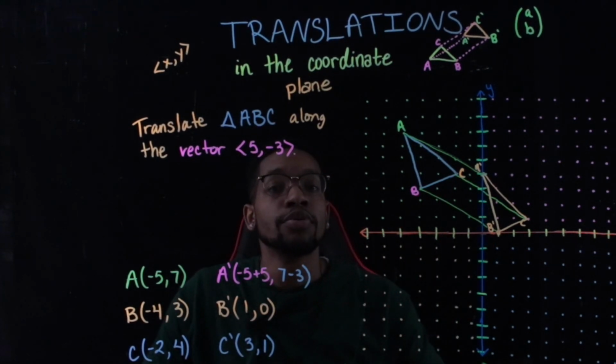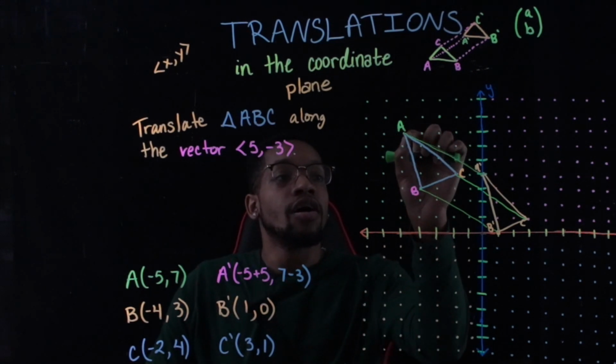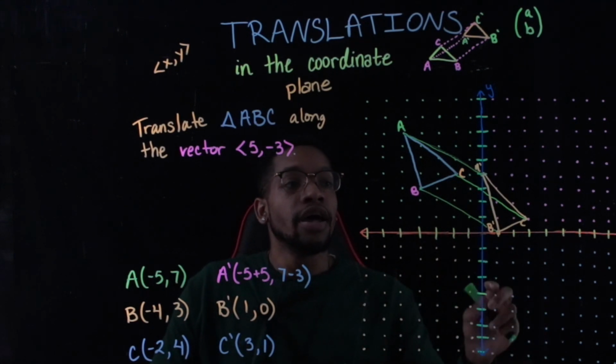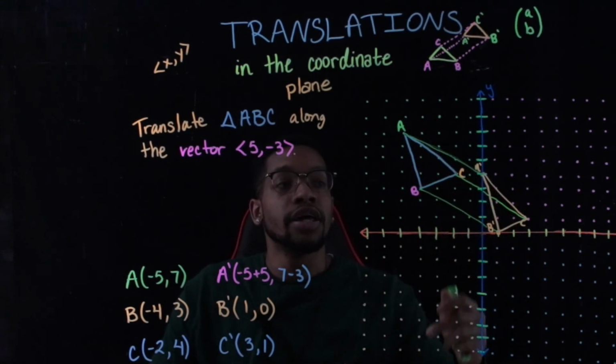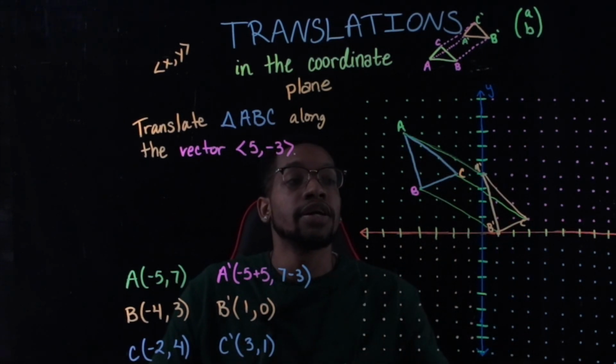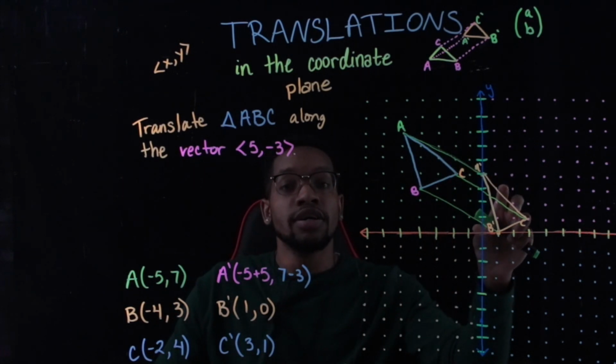So once you connect the pre-image points to their corresponding image points, you can see that all 3 of those connections are parallel. So that's how we know everything got moved in the same direction. And then the other thing that's true is that all 3 of these segments are congruent, or they have the same length. And so that lets you know we went the same distance and the same direction to make the translation.